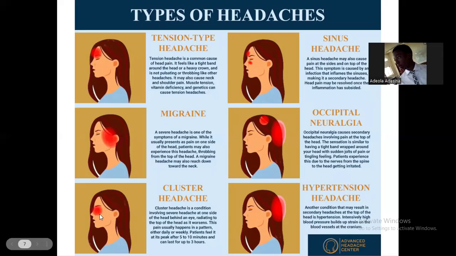This one happens around the eyes. So forget about these two, right? Forget about occipital neuralgia and hypertension headache. That one happens at the back of the head. For elderly people who will say the head pains me at the back, you already know that it is hypertension headache. But forget about this one, right?